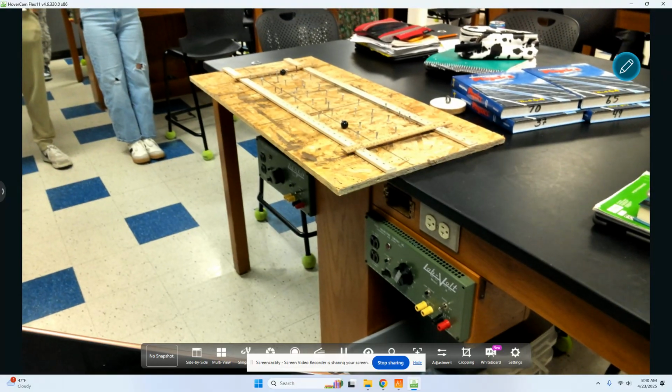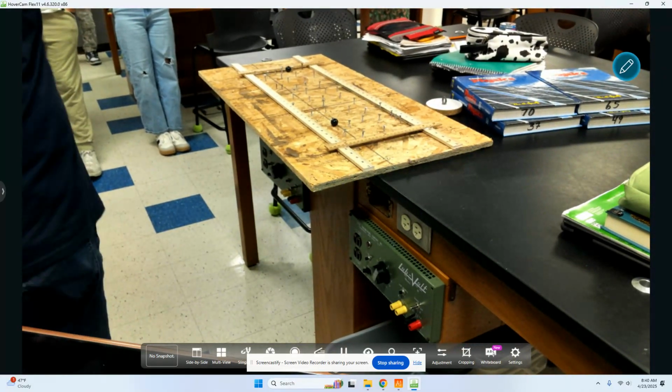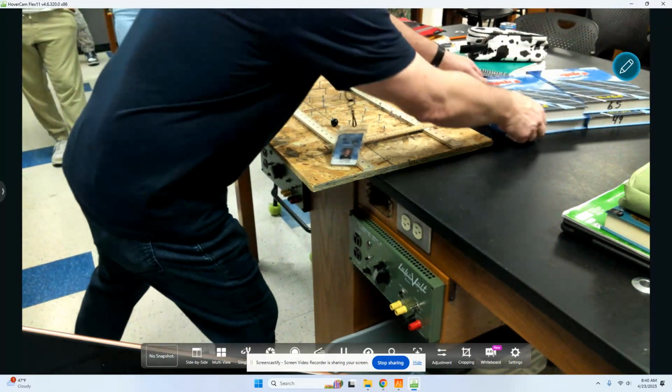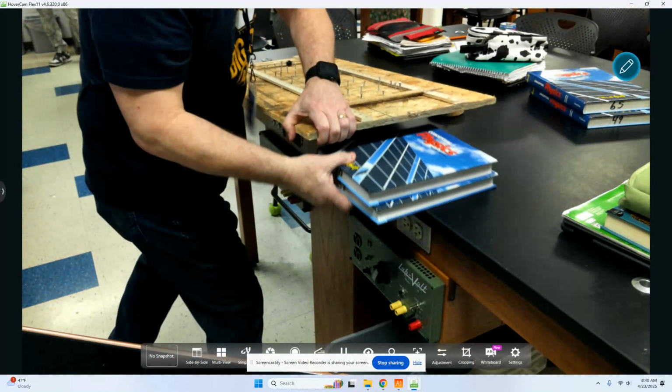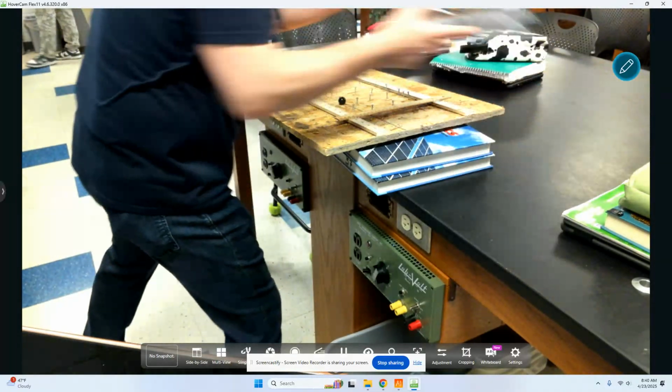Now, this little demonstration. I need 4 books from over on that table. Bring those over. Scrap that. I'm just going to leave these 2. I'm just going to do it. Don't worry about it. Yeah, that's good.